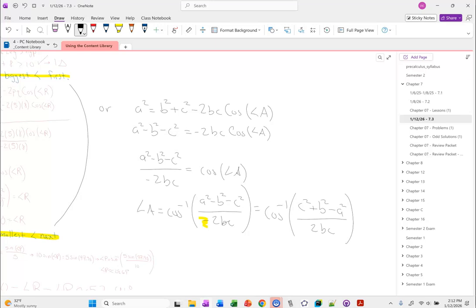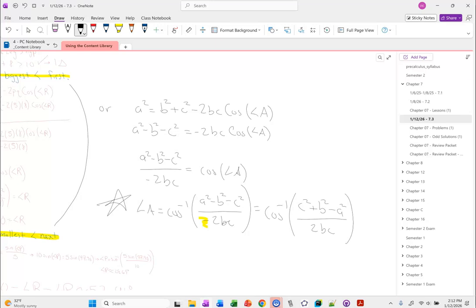So you can use this as an alternate law of cosines formula for that first step in the side, side, side situation. Might be something worth putting on your note card.